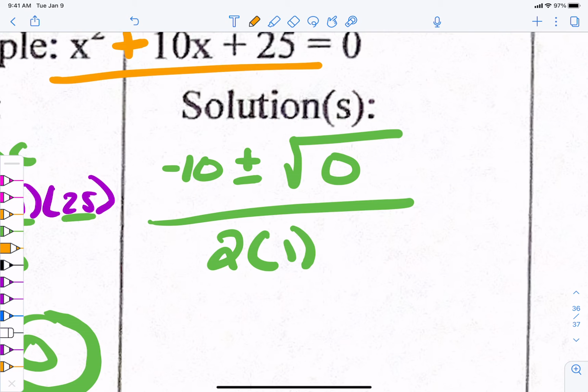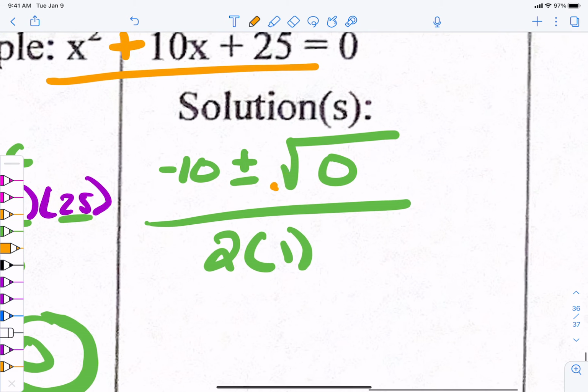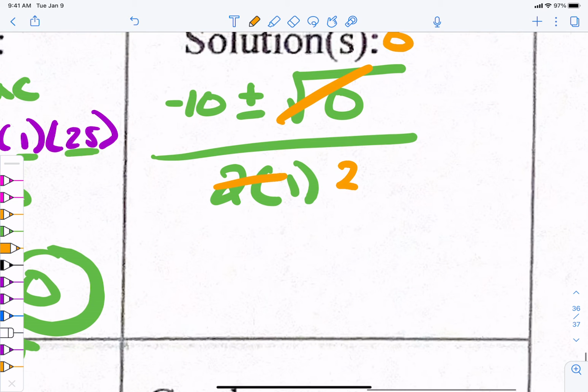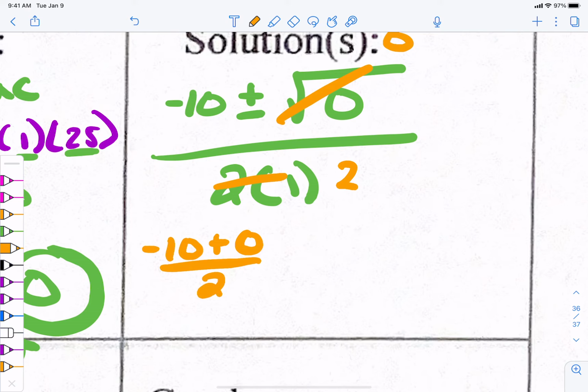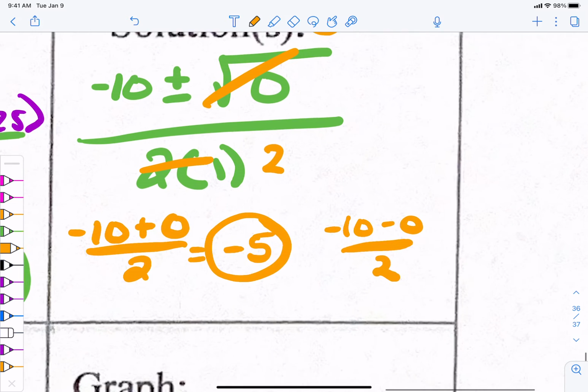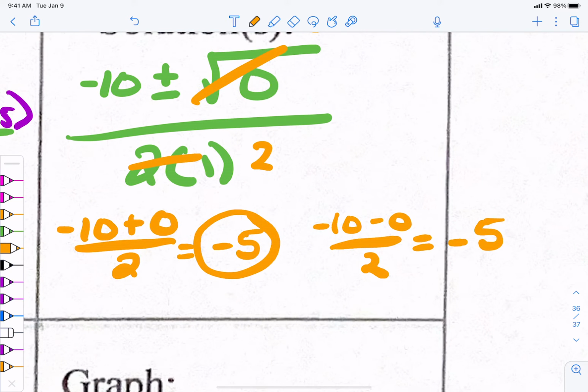All right, so let's simplify some stuff. What is the square root of 0? It's just 0, right? And 2 times 1 is 2. So I have two things happening. I have negative 10 plus 0 divided by 2, and I have negative 10 minus 0 divided by 2, right? I have plus and minus. What's negative 10 plus 0 divided by 2? Negative 5. What about negative 10 minus 0 divided by 2? Negative 5. Also negative 5, okay?